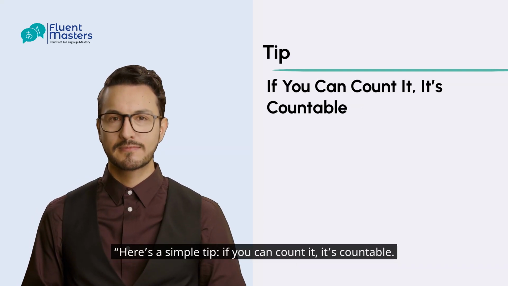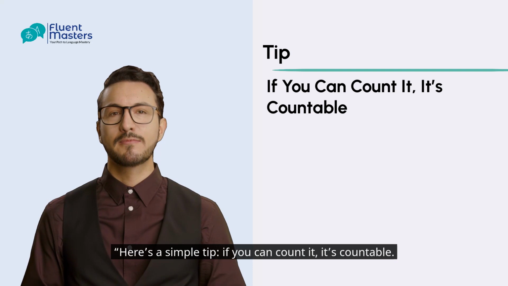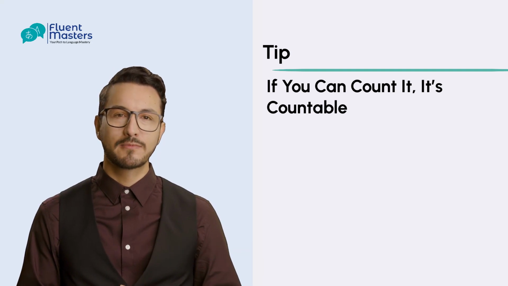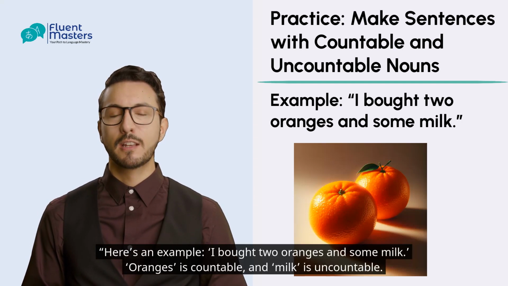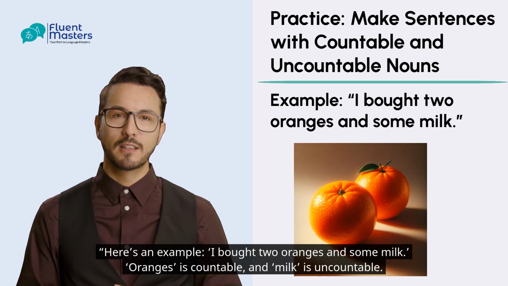Here's a simple tip. If you can count it, it's countable. If you can't, it's uncountable. Here's an example. I bought 2 oranges and some milk. Oranges is countable, and milk is uncountable.